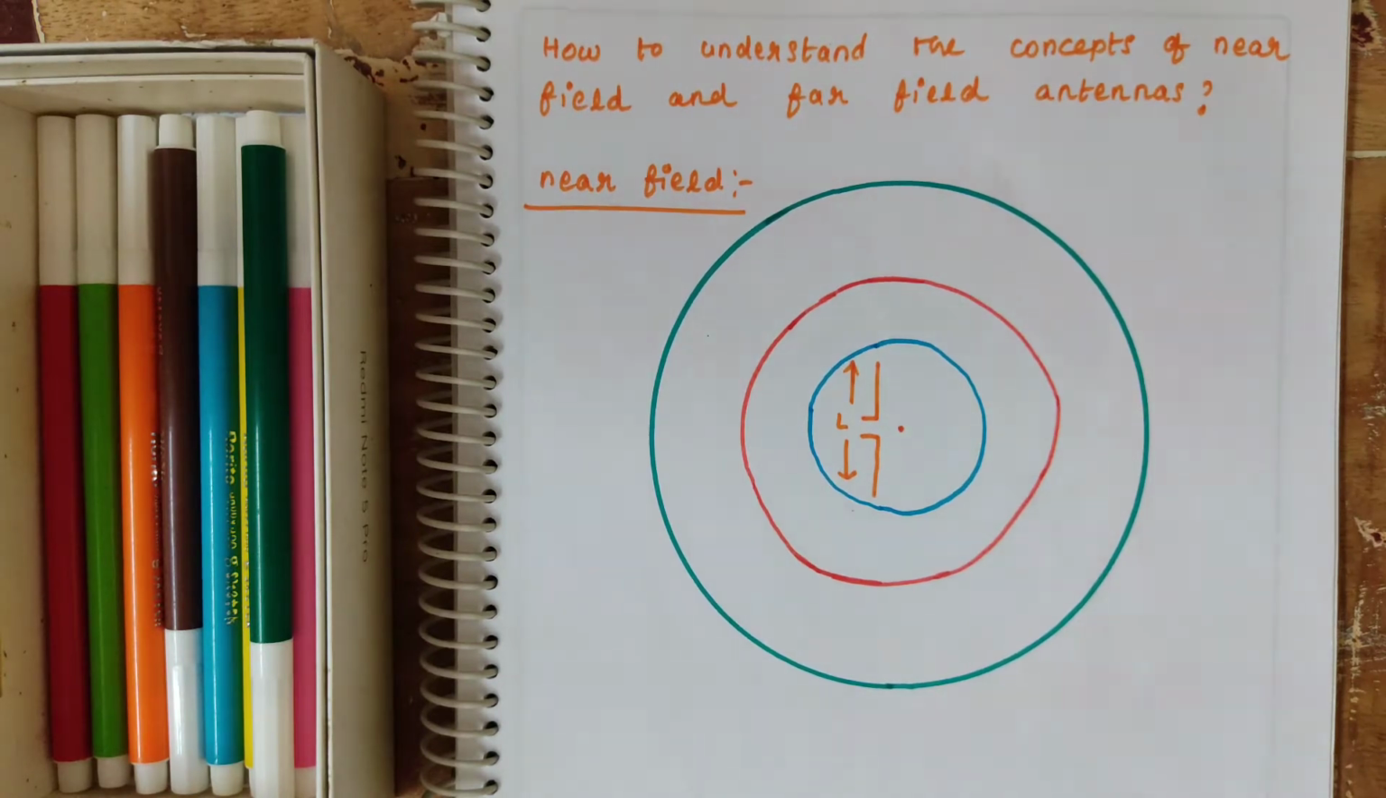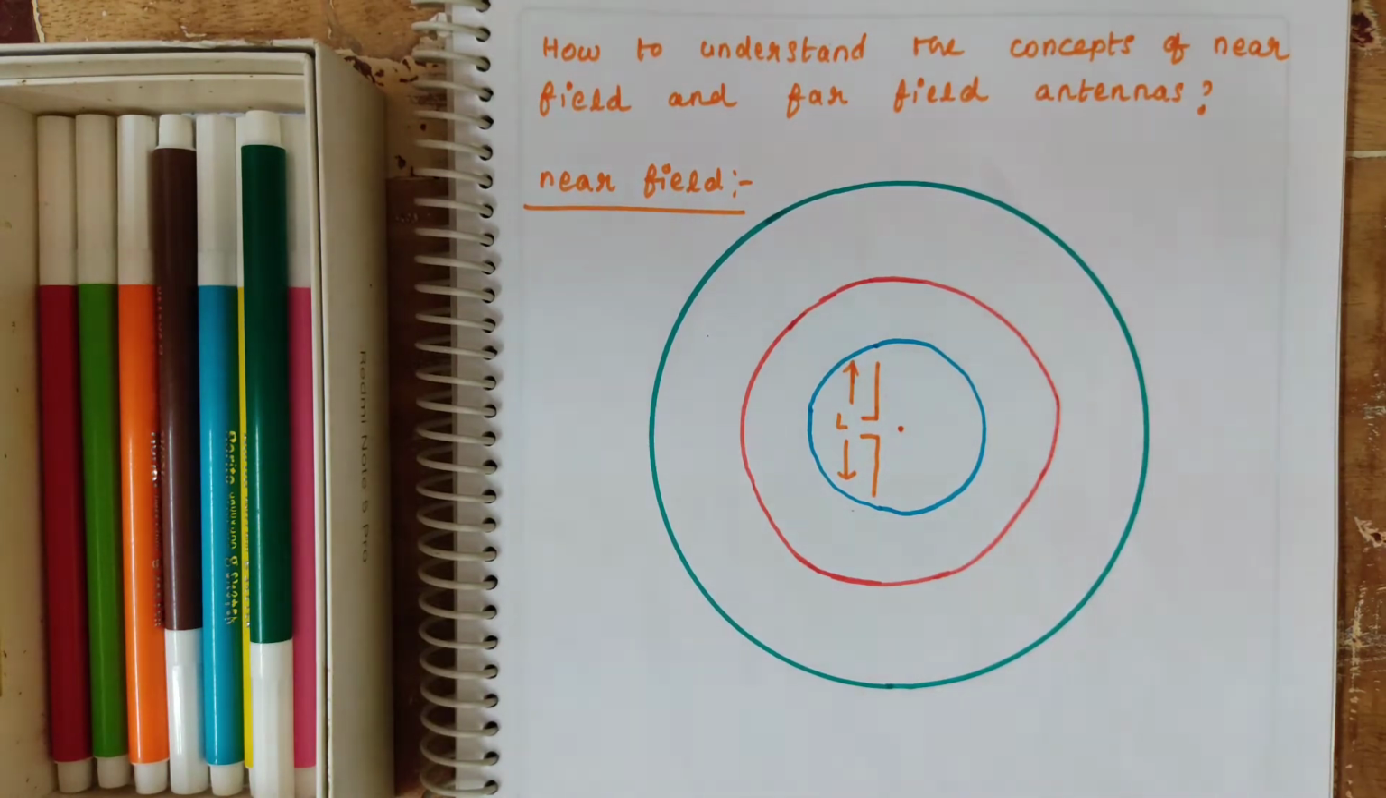Next, we have to see what is far field region. The field which is far from the antenna is called far field. It is also called the radiation field, as the radiation effect is high in this area. Many antenna parameters, along with the antenna directivity and radiation pattern of the antenna, are considered in this region.